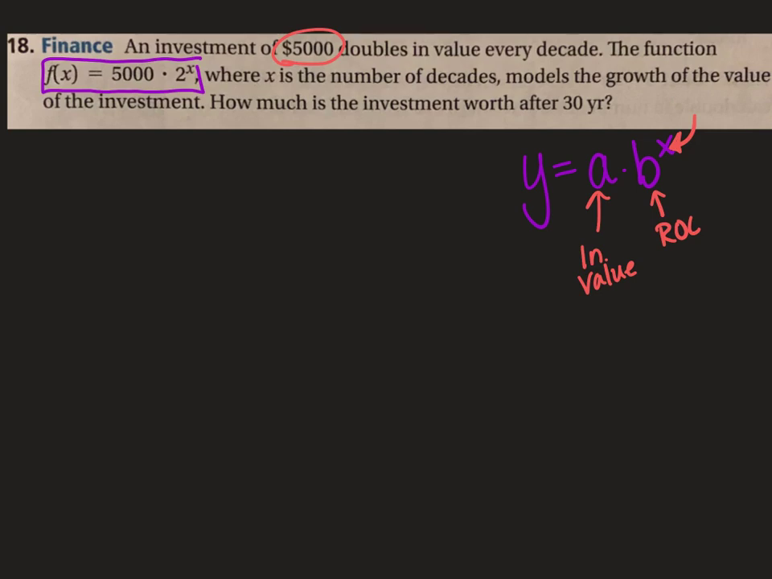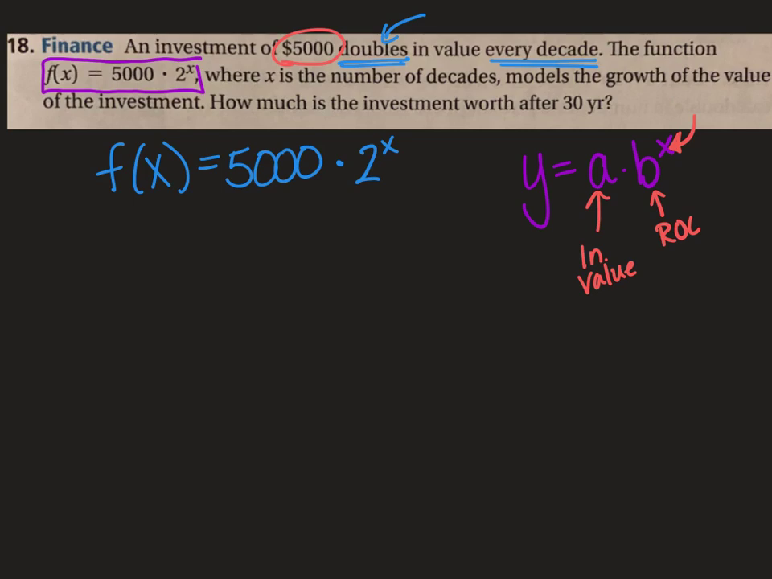And that initial value doubles every decade. So they gave us the initial equation: 5x equals 5,000, because that's our initial value. That's what we started with, times 2, because they said it doubles, and then to the x power.